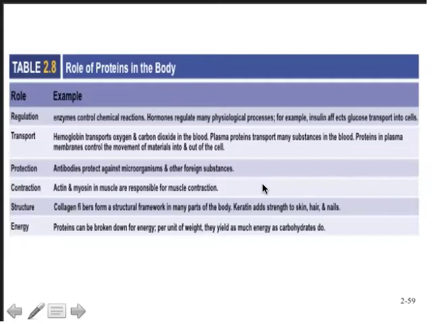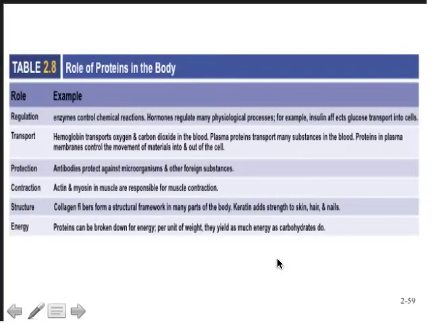They're also involved in movement. Actin and myosin are proteins that are important in muscle contraction. They're important structural components. Collagen and elastin are important because they form structural frameworks in many parts of the body. Keratin provides strength in skin and hair and in nails.